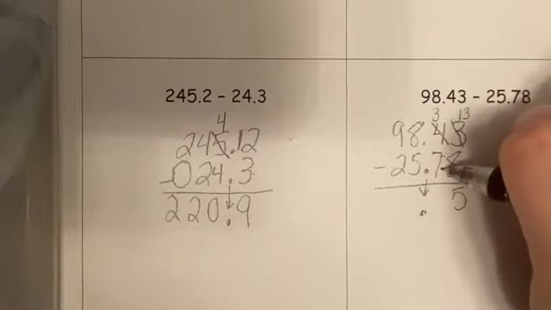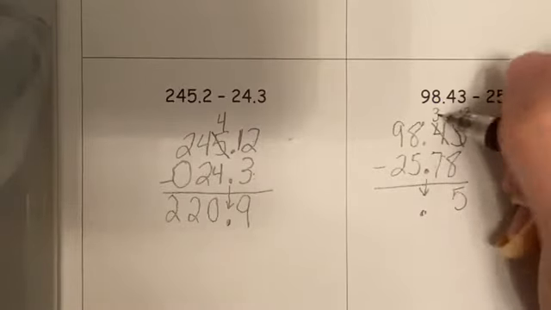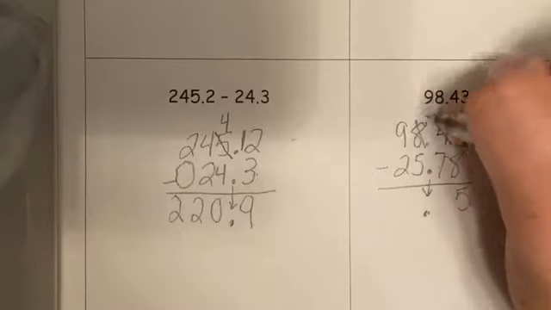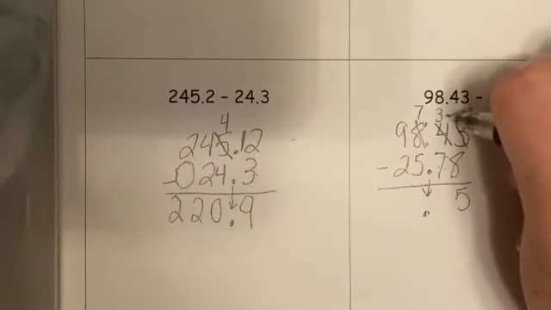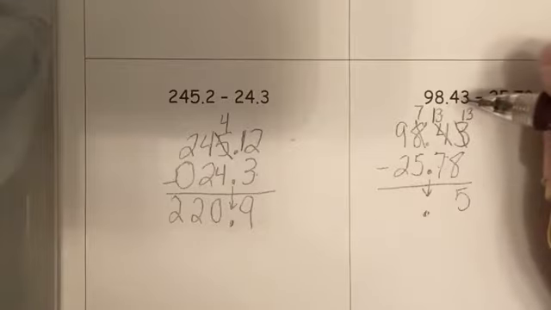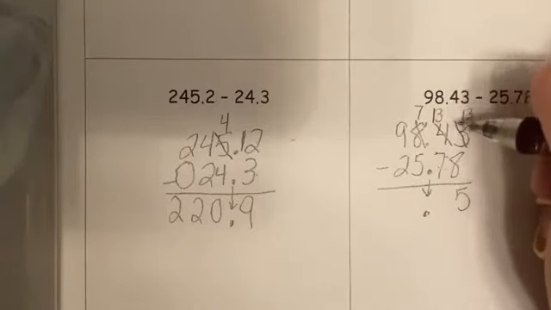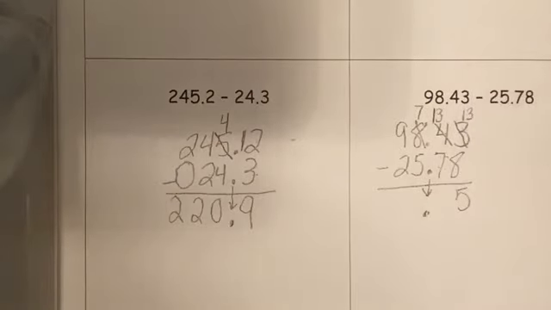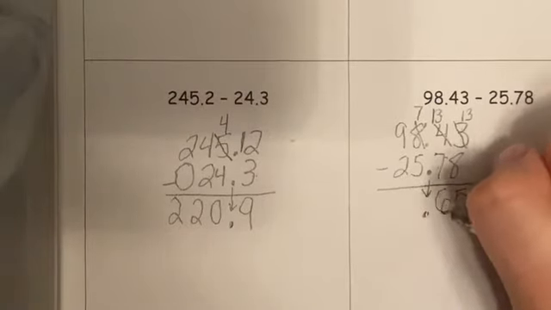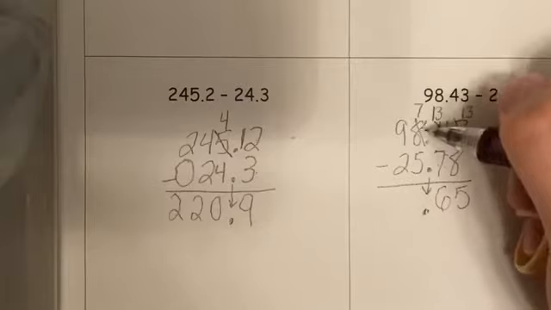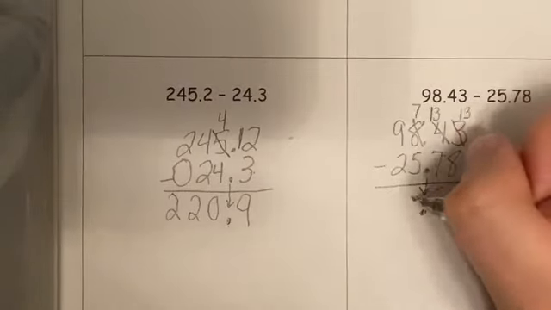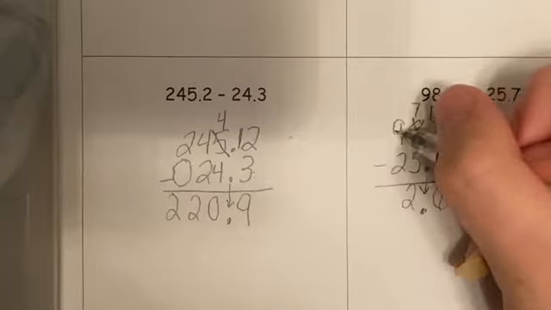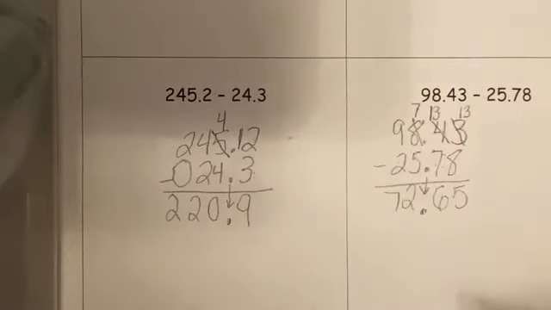Then I have 3 minus 7. Well, I can't take away 7 from 3, so I'm going to go next door and borrow from this 8 and make it a 7. Then I'm going to add 10 to this 3 and make it 13. I would do 13 minus 7, and I get 6. Okay, then come in next door. Now I have 7 minus 5, which is 2. And 9 minus 2, which is 7. So my answer is 72 and 65 hundredths.